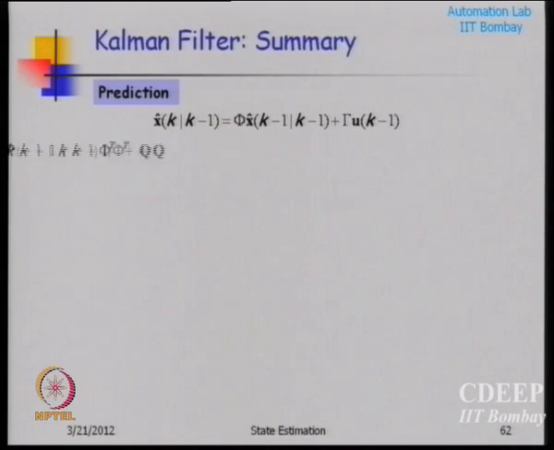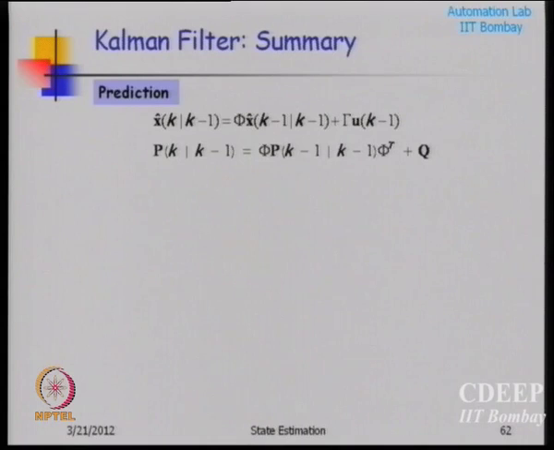This is my prediction step, and then I do prediction of the covariance. I am working with a stochastic process, so I have to keep updating the mean and covariance. So the prediction step is this. This is the predicted mean, and this is the predicted covariance.